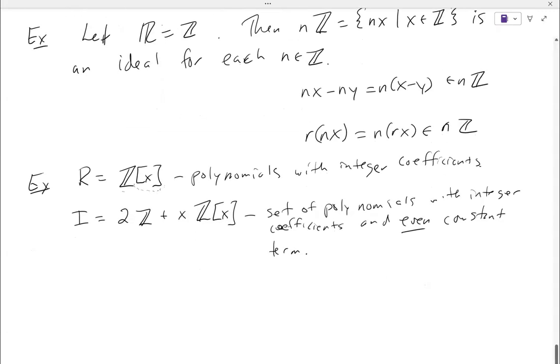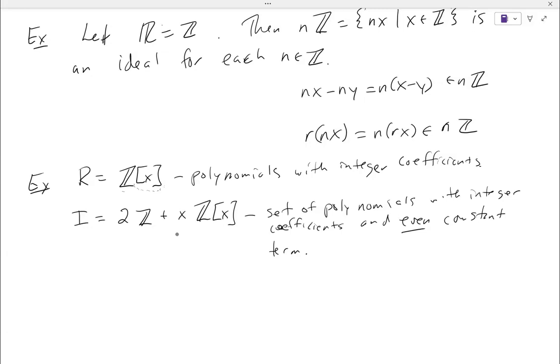So why is this an ideal? Think about why it's an ideal. If I take two polynomials that look like this and subtract them, I'm just going to talk it through, and then we'll come back to this example on Thursday. But think about why it has to be an ideal. If I subtract two polynomials and their constant term is even, what's the constant term of the result? Even, right? Because you just subtract the like terms. So when you subtract the constants, it's an even minus an even, which is still even, right?